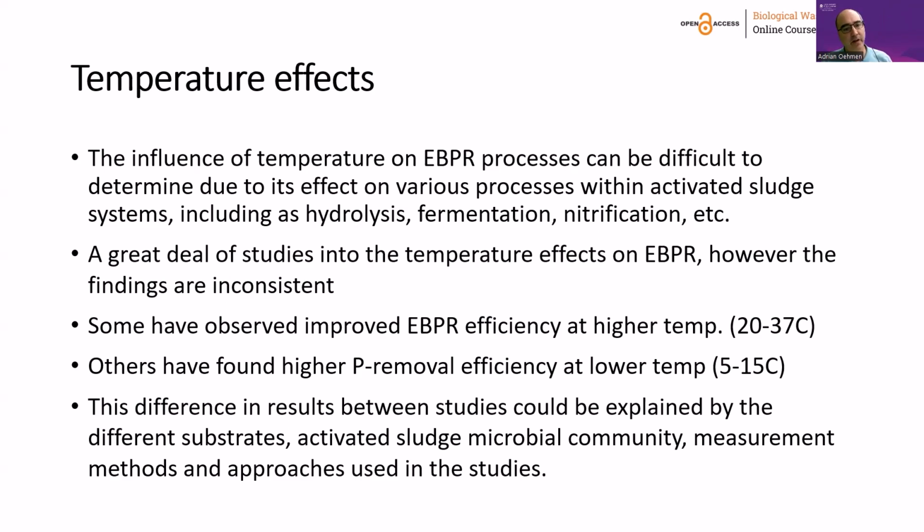So there's been a great deal of studies looking at the impact of temperature on EBPR, but some of those findings have been inconsistent. Some have observed improved EBPR efficiency at higher temperature. Some have found better P removal efficiency at lower temperatures. The differences in results here likely could be explained by the different conditions, the different substrates, the different microbial community characteristics, and the different approaches or measurement methods used in these studies that can explain some of this difference in terms of what temperature can really favor EBPR.